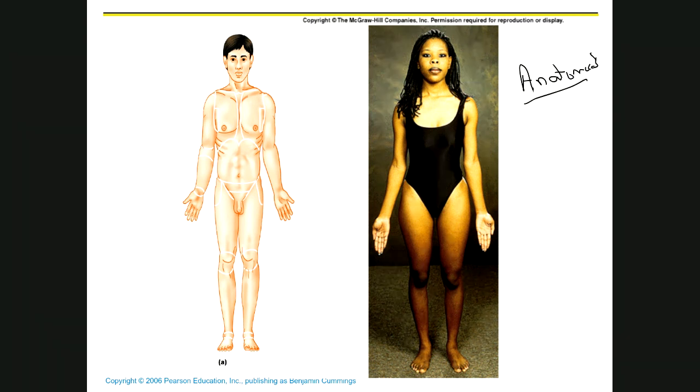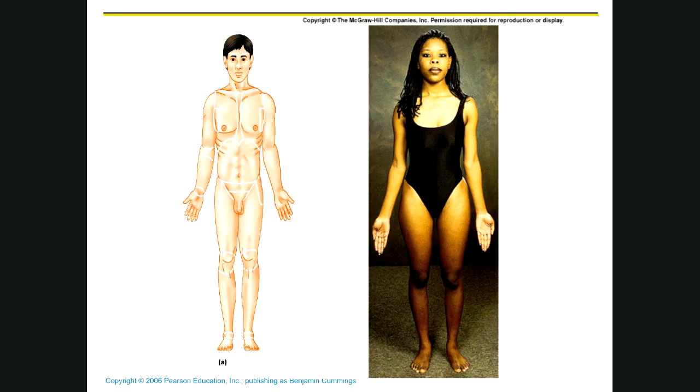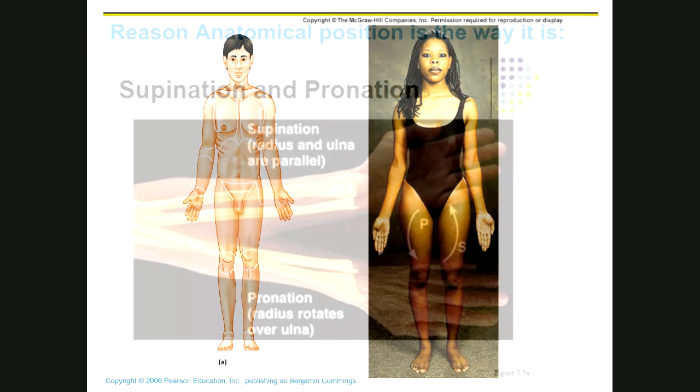And there is. If you look in the lower arm, there are two bones. The bones are called the radius and the ulna. That's not important right now. But look, when you're in anatomical position, the bones are parallel to each other. But most people don't stand that way. Their hands rotate in like this so that their thumbs are next to their thighs. Well, when that happens, look what happens to the bones.